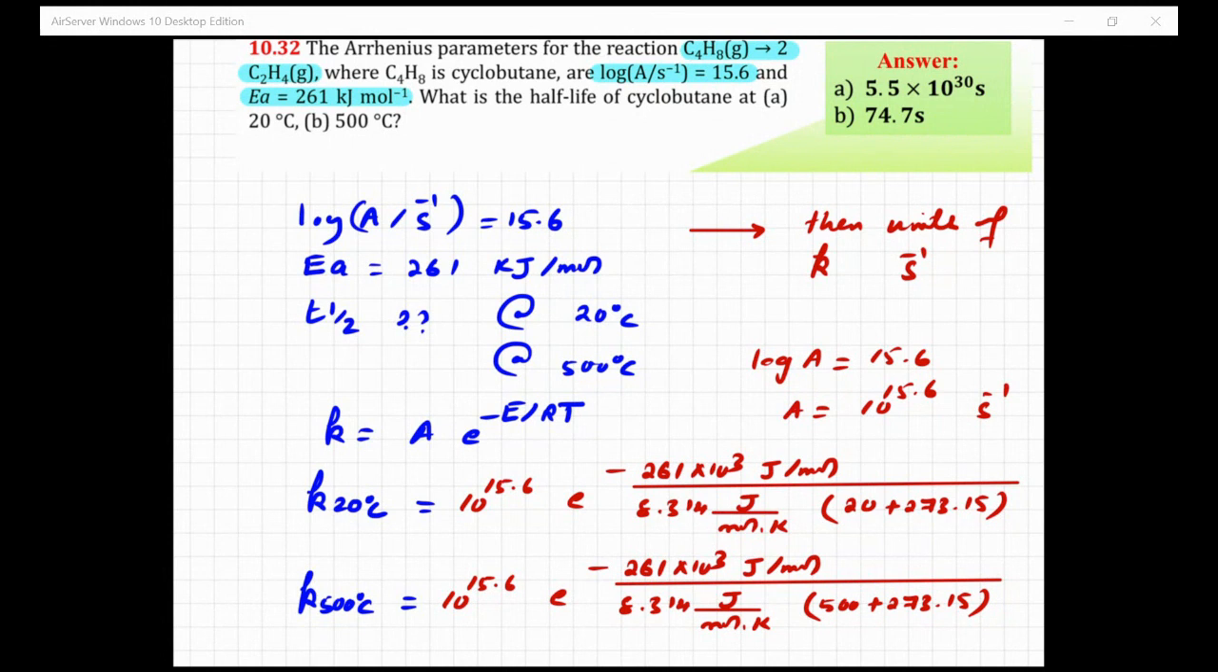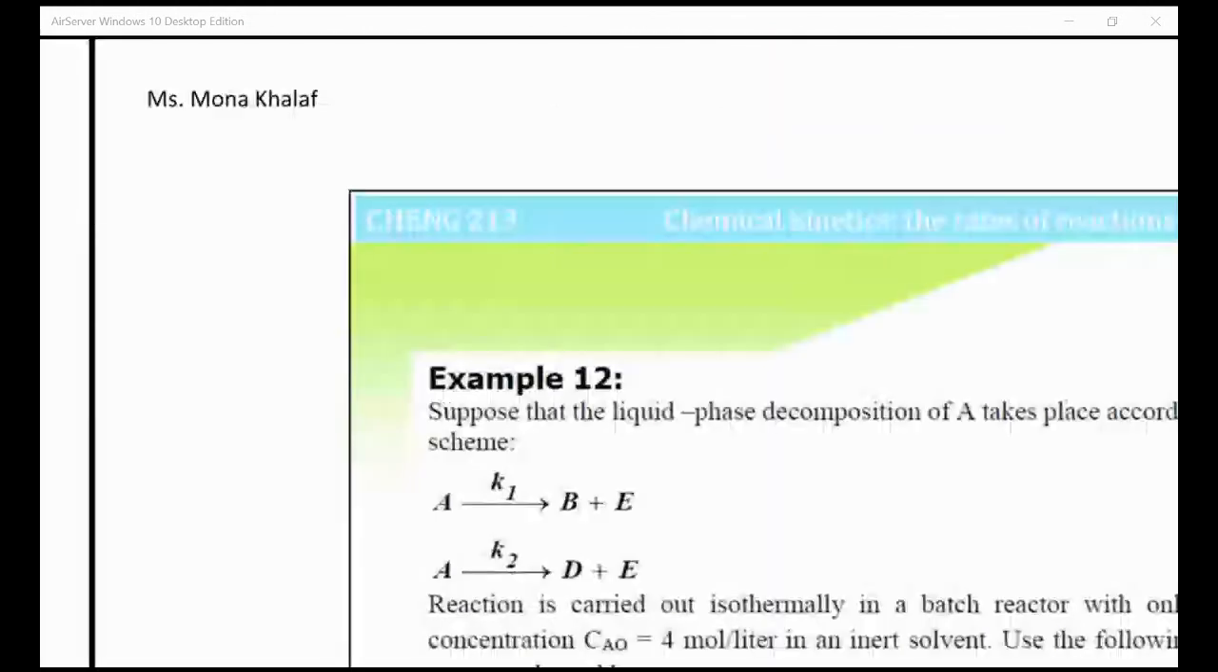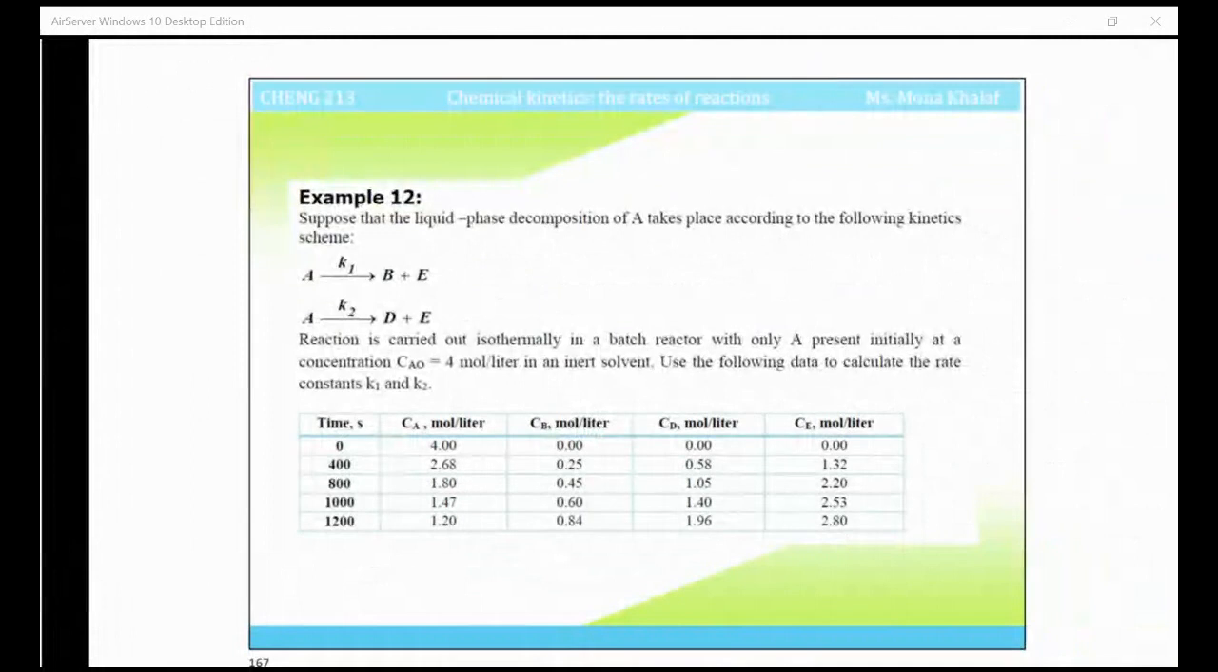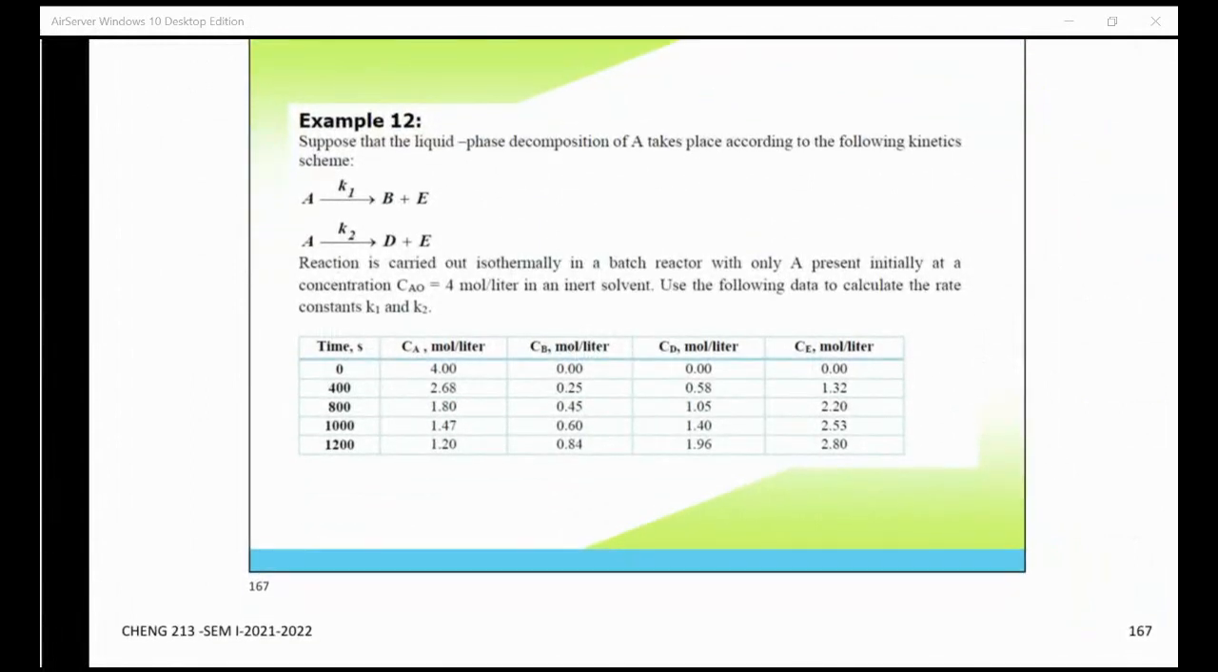And we don't have time actually to finish the solution of this question, but at least we are starting. See here the question. This is for the parallel reactions. So what do we have to do? We want to calculate the rate constants K1 and K2.